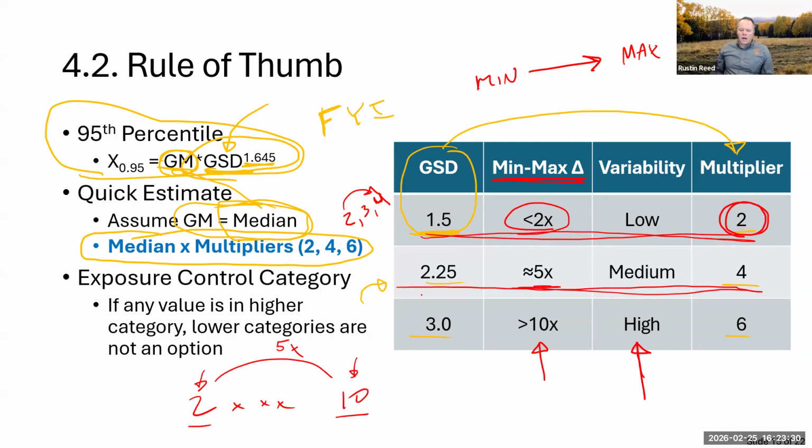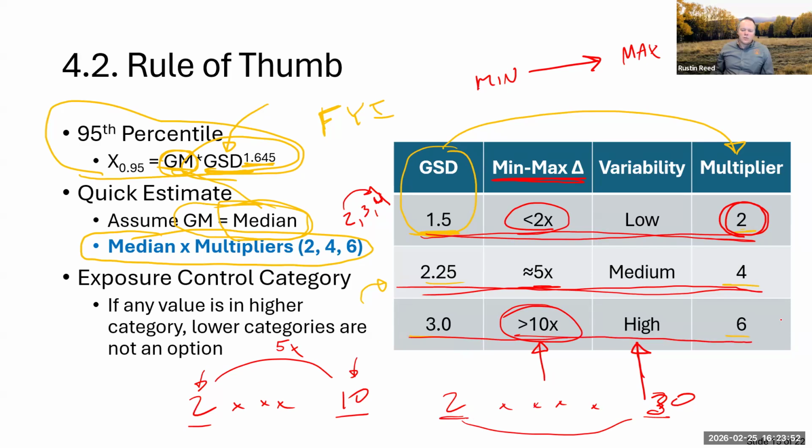It's probably around here, medium variability. And let's say I have some numbers, and my maximum value is 30. 2 to 30. Well, that's more than 10 times greater. 30 is more than 10 times greater than 2. And so I'm going to use this one then.